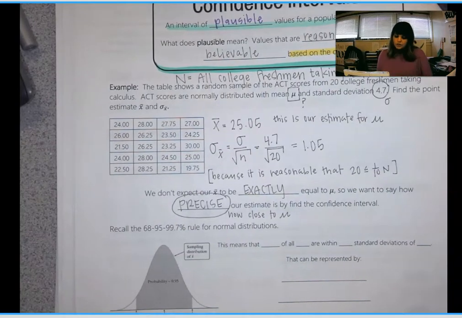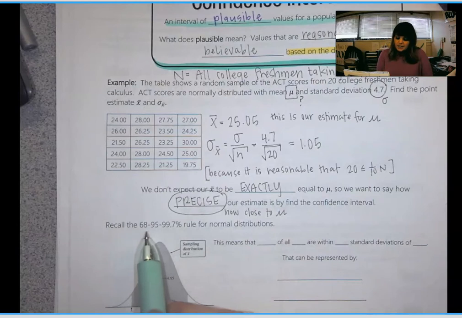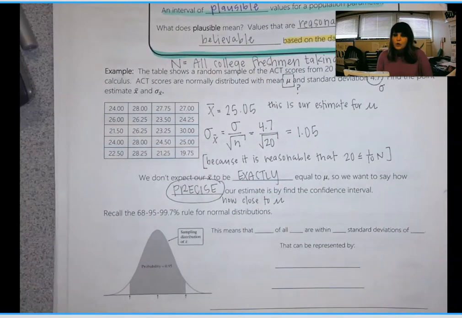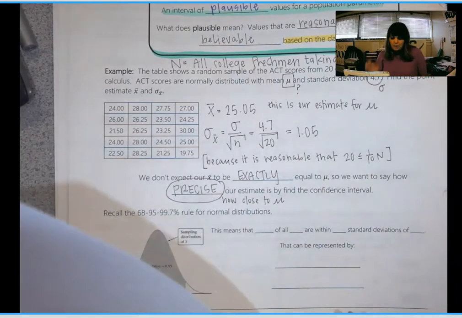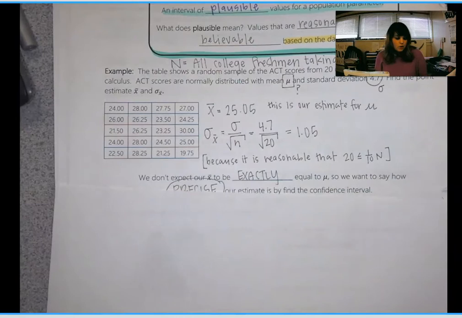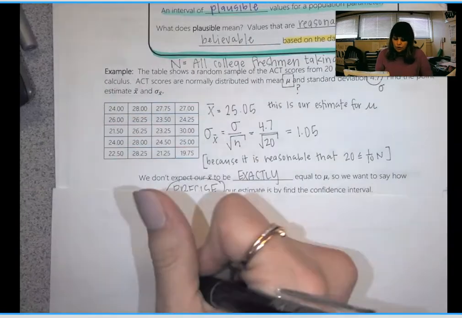In order to do this, we're going to look at the 68, 95, 99.7 rule for normal distributions. I have a separate sheet of paper here that I'm going to write this stuff down on, and I would recommend for the most part you just watch and make sure that you remember or understand what I'm saying. Then if you think any of this would be helpful for you, you can go back and put as much of it as you want into your notes.